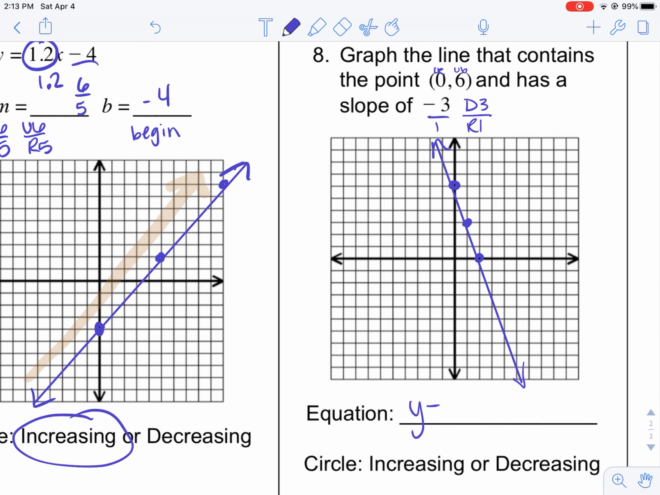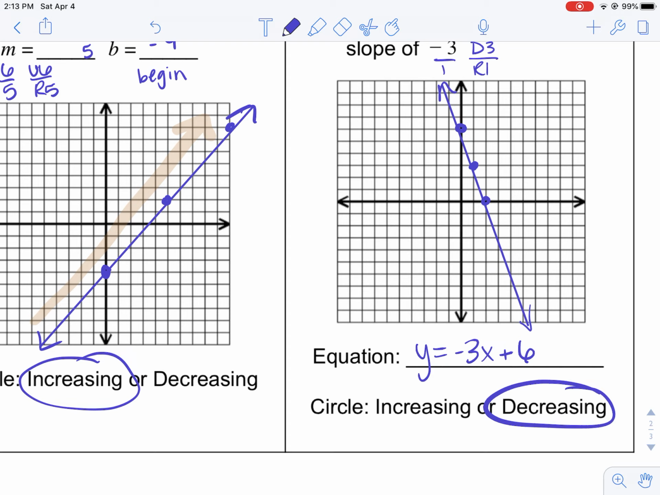That equation would be slope times x plus my starting point on the y-axis. It is a negative slope, so we are decreasing.